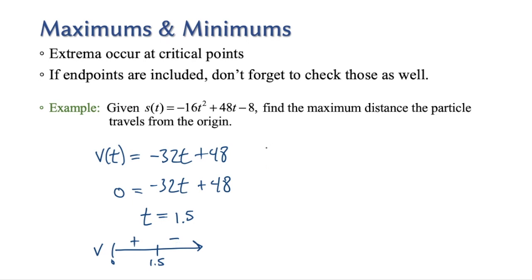We may know where the maximum occurs, in this case 1.5, but the question was asking for the actual maximum distance. So we need to take the time 1.5 and plug that into our position function. That way we'll know the actual location of where its maximum was. Plugging 1.5 into our position function tells us that the maximum distance away from the origin is 28.